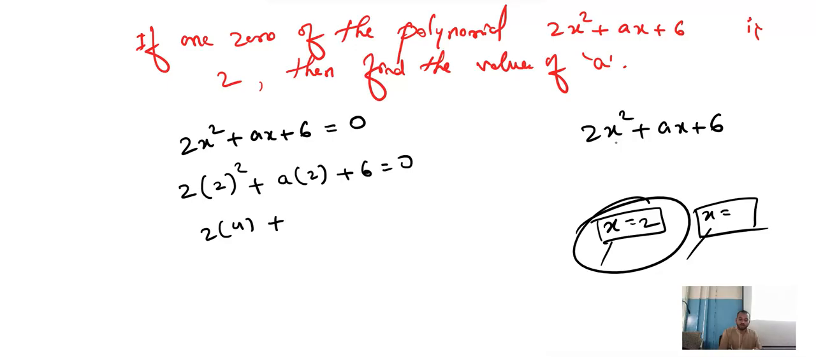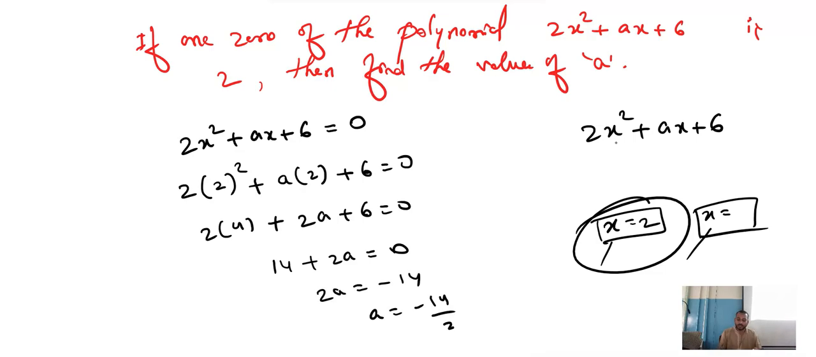2 into x square, that is 4, plus a into x, that is 2, plus 6 equals 0. 2 into 4 plus 2a plus 6 equals 0. 2 fours are 8. 8 plus 6, 14, plus 2a equals 0. 2a is equals to minus 14. a equals minus 14 by 2. The answer is minus 7.